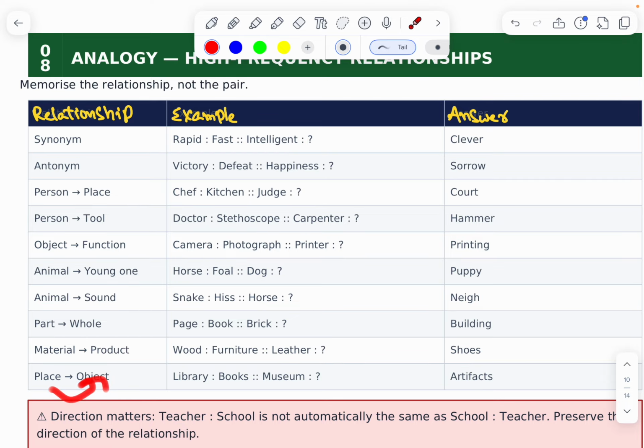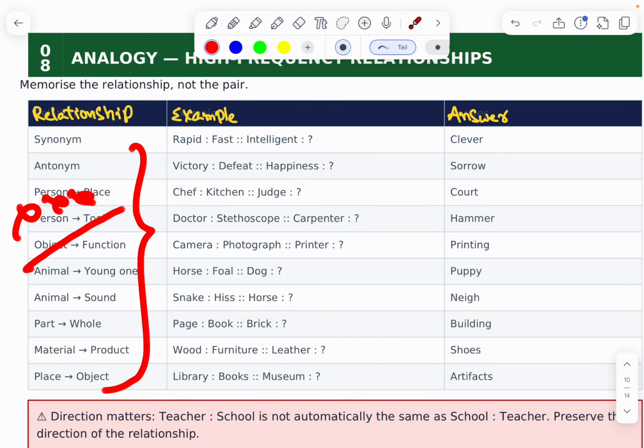Place and object. Library, books. In a library, all are books. In a museum, artifacts. These are the main points. You can observe this is very important.